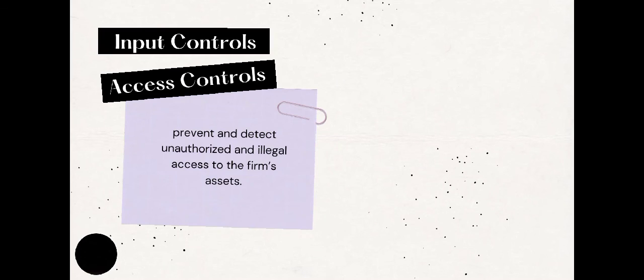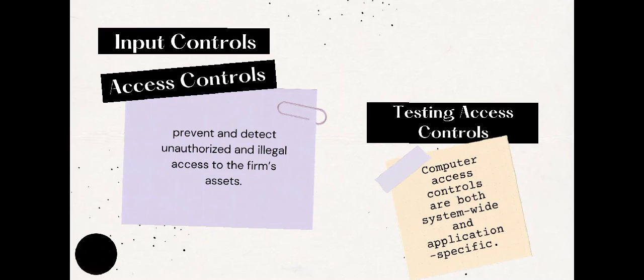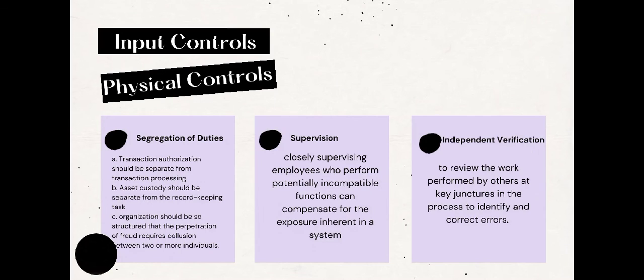Next is access controls, which prevent and detect unauthorized and illegal access to the firm's assets. So testing access controls answers to almost every assertion. Access control over revenue cycle applications depends on effectively controlling access to the operating systems, the networks, and the database with which they interact. The last input control is the physical controls, which comprise the segregation of duties, supervision, and independent verification as shown.